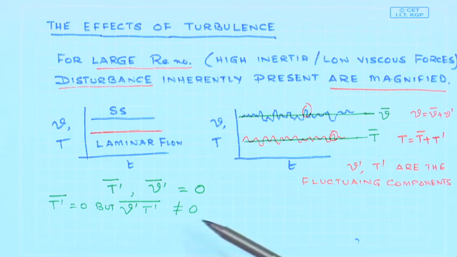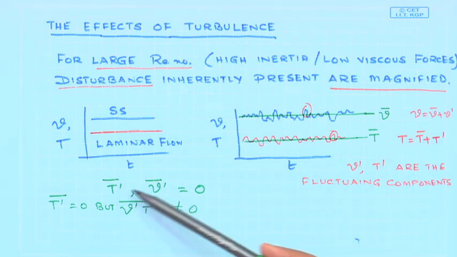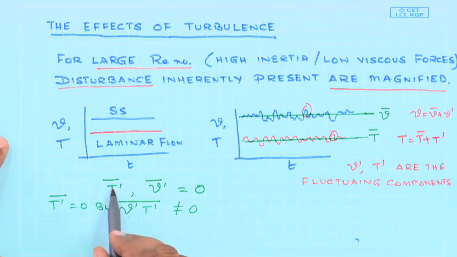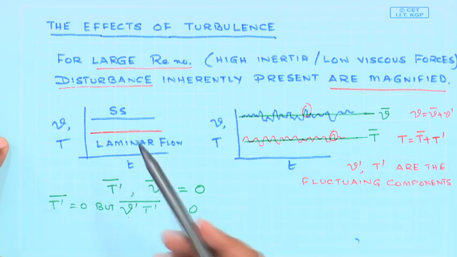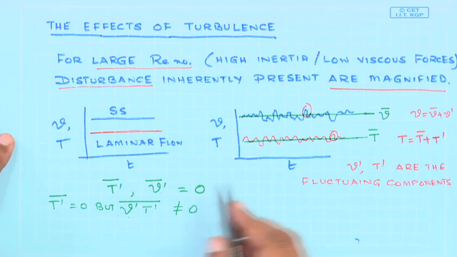So, the fact that the time average of the fluctuating component is 0, but the time average of the product of the fluctuating components is not 0, has given rise to certain interesting changes in the equation of motion and the equation of energy. The temperature is a scalar. So, I only have to deal with T prime, only with T prime, but velocity is a vector.